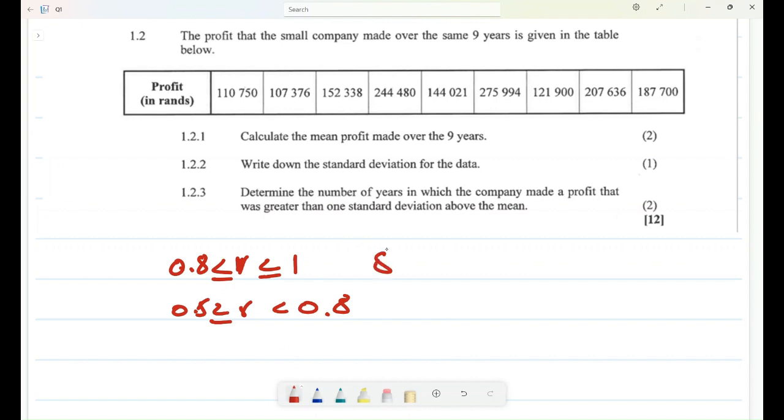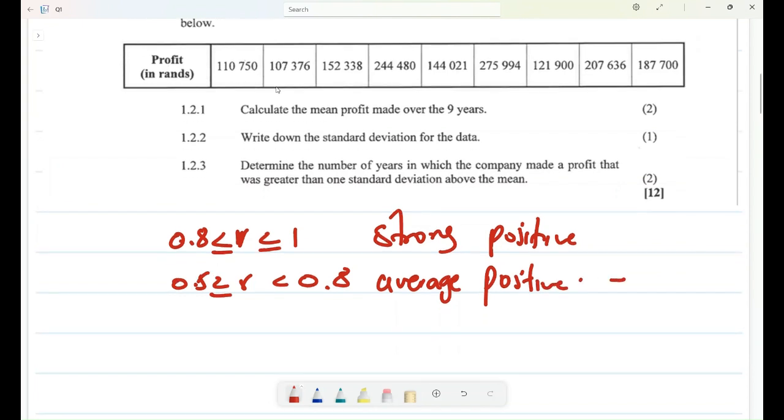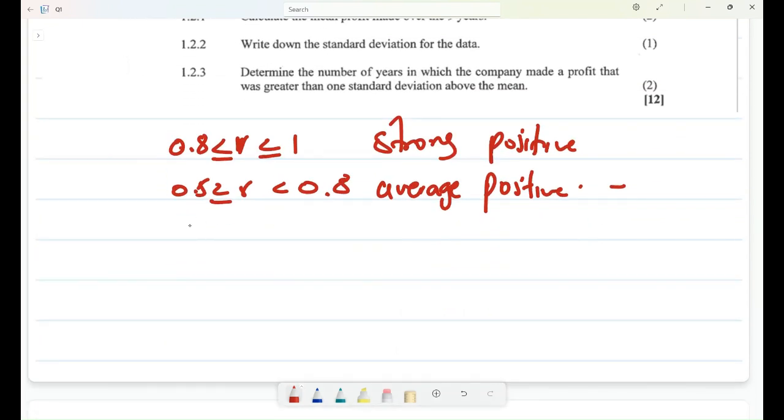0.5, we say this is a strong positive. This one we say is average or medium positive correlation. Then we have R between 0.5 and 0.1, I think. So we say this is a weak positive.